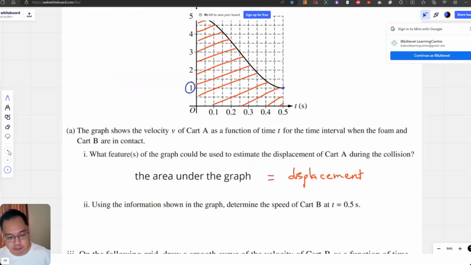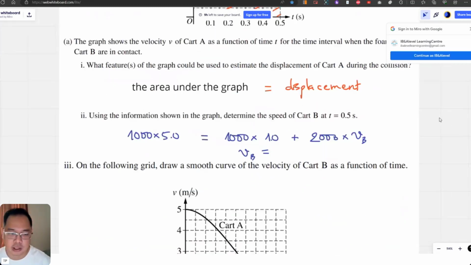Using the conservation of momentum, the mass of cart A is 1,000 kilograms times its speed before the collision, which is 5, equal to that mass 1,000 times the new speed, which is 1. It has decreased from 5 to 1. And the momentum of cart B is its 2,000 kilogram mass times its speed, and therefore we can determine the speed of cart B here easily.